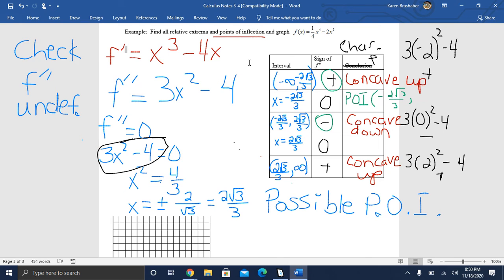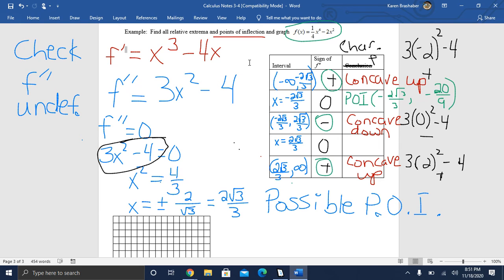And then you have to substitute negative 2 square root 3 over 3 into the original function. I'm not going to take the time to do that math. I'll let you use a calculator to get that done. The fraction turns out to be negative 20 over 9. So your ordered pair would be your x from the possible point of inflection and then negative 20 over 9.